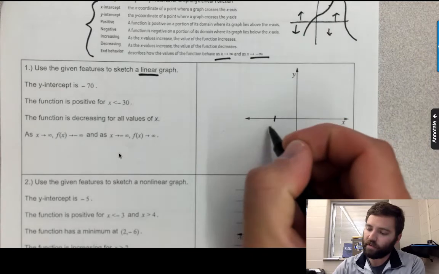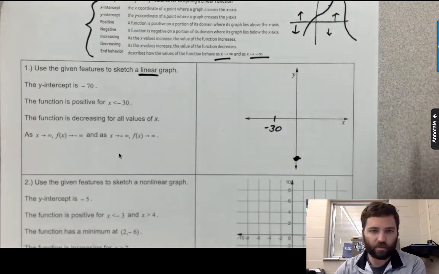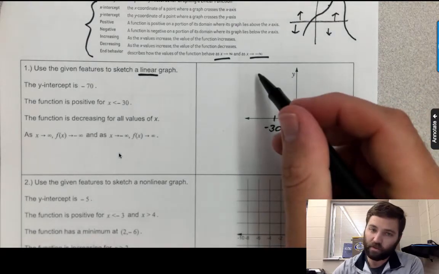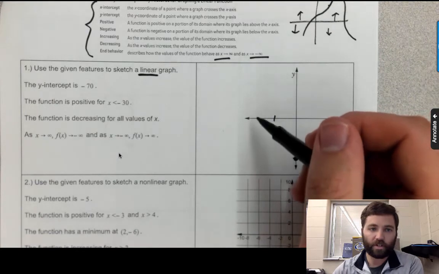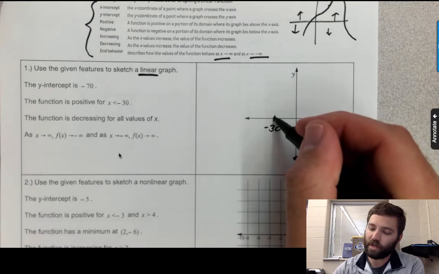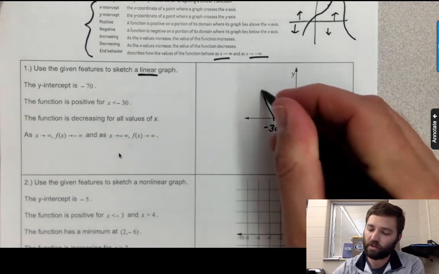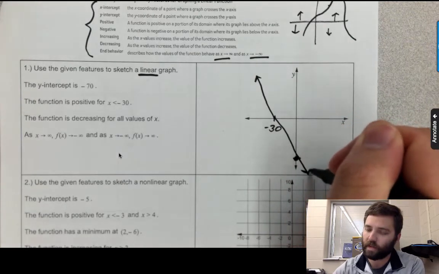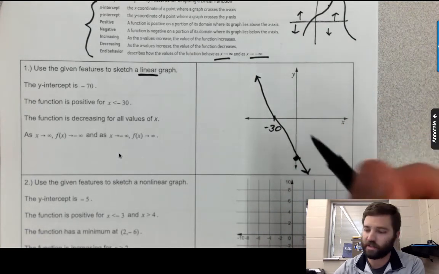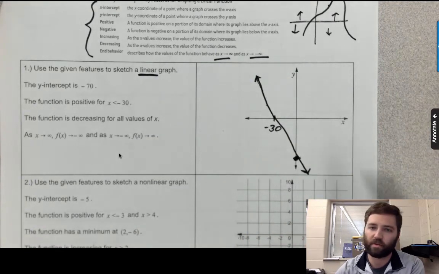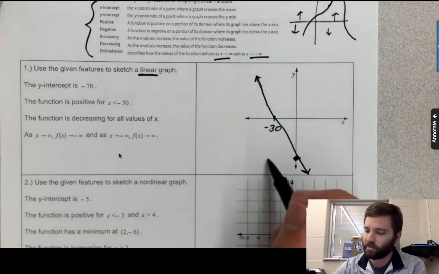So let's put -30 on the graph. This one we can pick for ourselves, there's no scale given to us. The function is positive, so it's got to be above the x-axis over here. The function is decreasing for all values of x. This has got to be a line, so if it's positive over here, the line's got to do something like this. Decreasing for all values of x means the graph is always falling as you move from left to right. This line is always decreasing. By the way, this is -70.